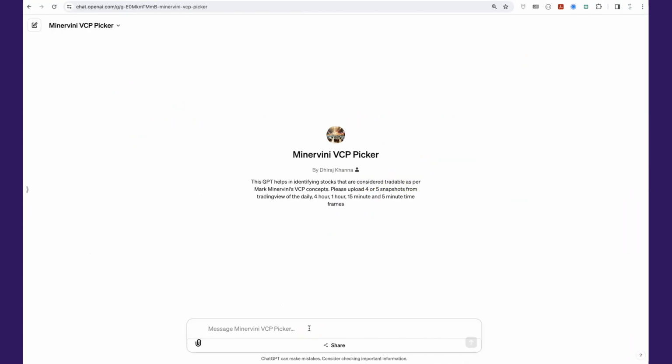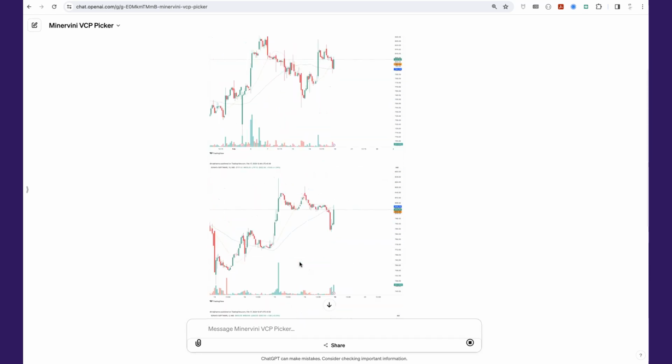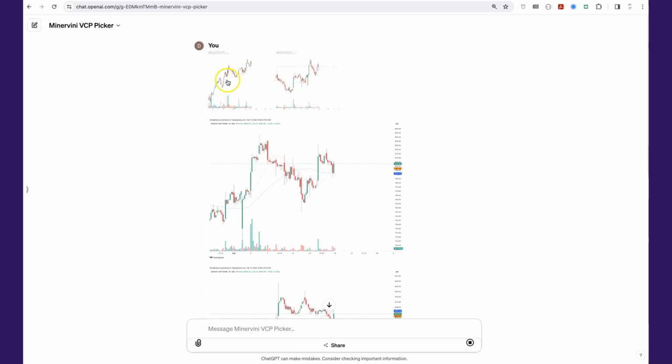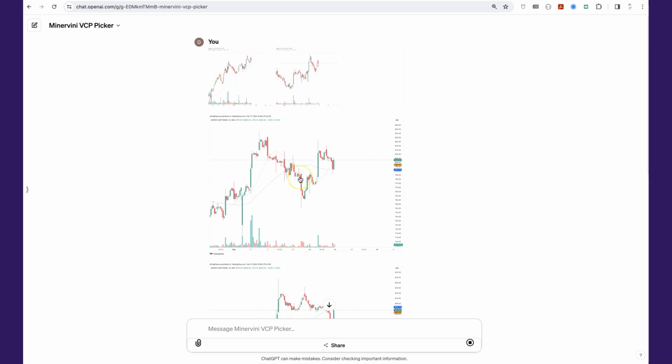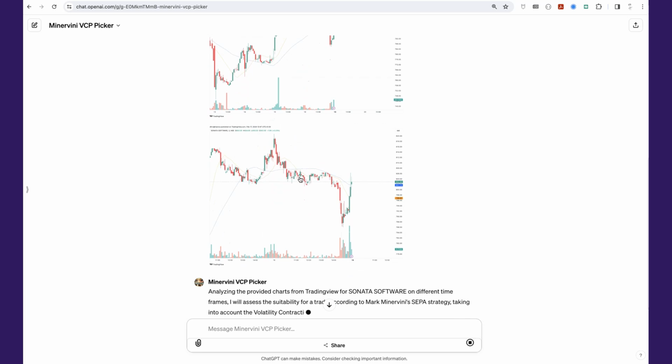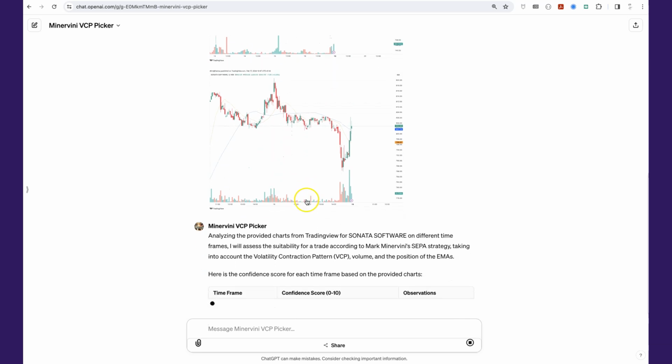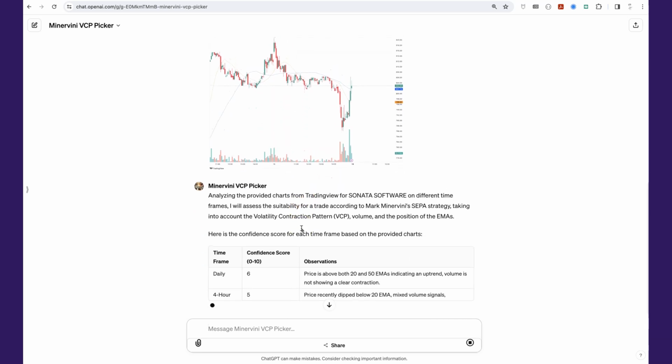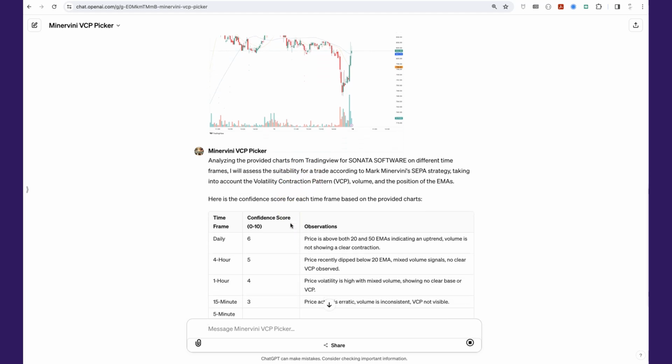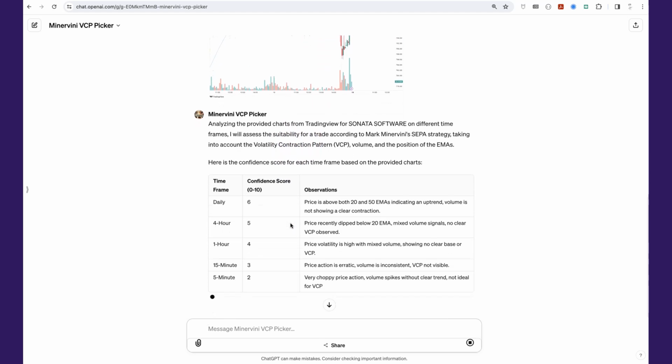And now let's see what it does. So these images come here: the daily time frame, 4-hour time frame, 1-hour, 15-minute, and 5-minute. So this is how it goes. It says, analyzing the provided charts, I will assess the suitability. Here is a confidence score for each time frame based on the provided charts. So it gives a confidence score from 0 to 10.